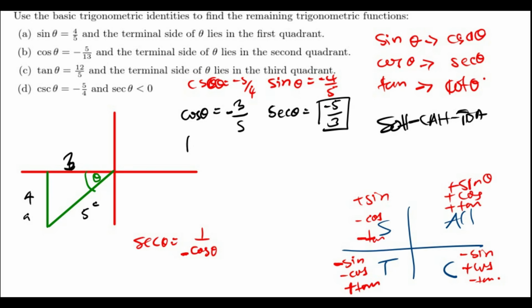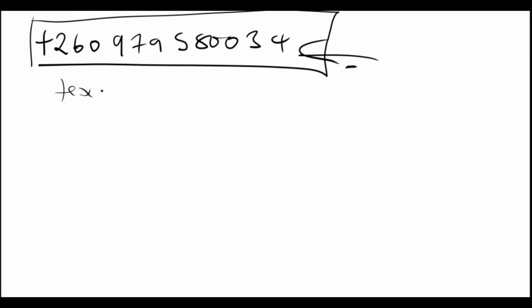Now let's go to tan. Tan theta will be equal to opposite, which is 4, over adjacent. Adjacent is 3. Now is tan positive or negative in the third quadrant? It is positive. Leave it like that. The reciprocal of this is cot. So cot theta will be the reciprocal 3 over 4, like this, and that becomes our answers.